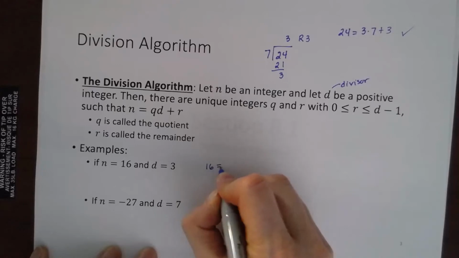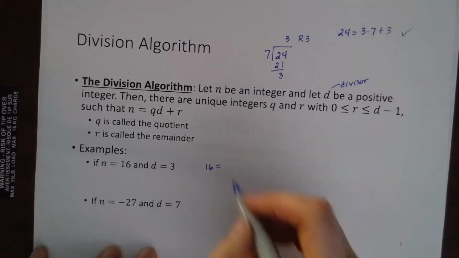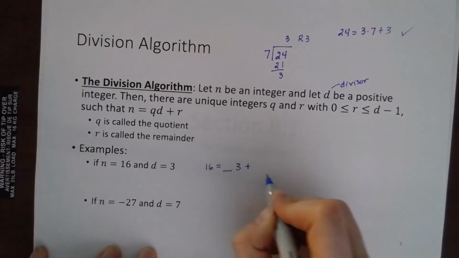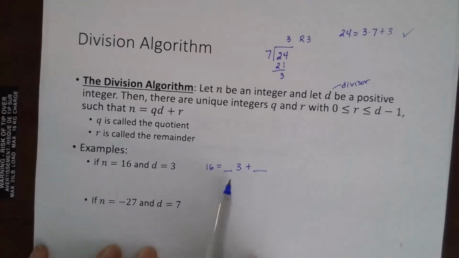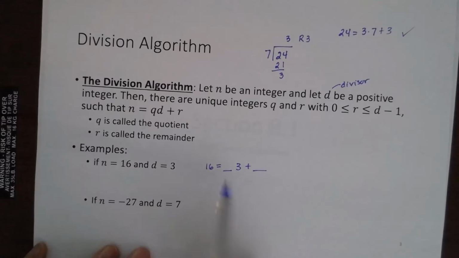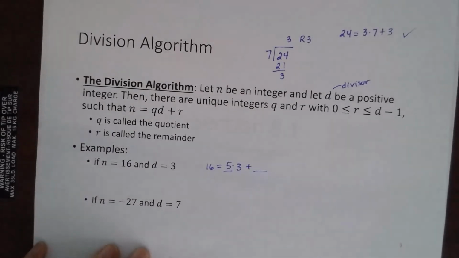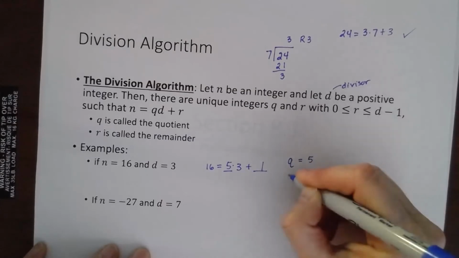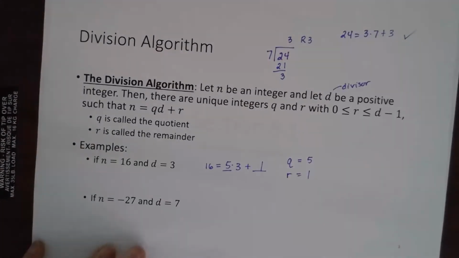For example, let's say we have the number 16. I want that to be some quotient Q times my divisor of 3 plus some remainder. So what would I put in for my quotient? 5. And what would my remainder be? 1. So here our Q is 5 and our remainder is 1.